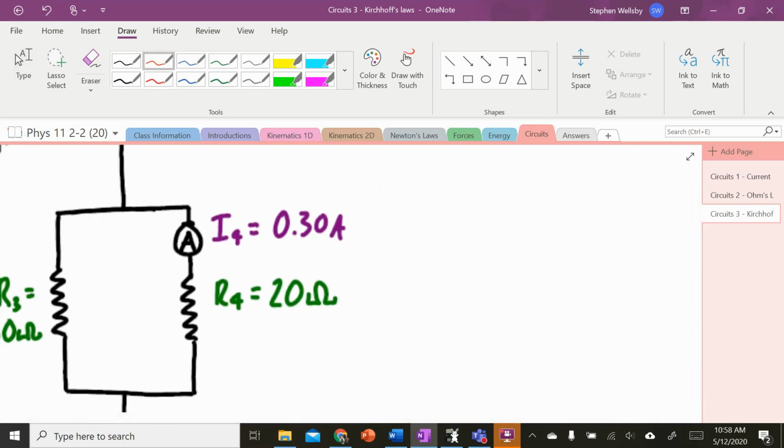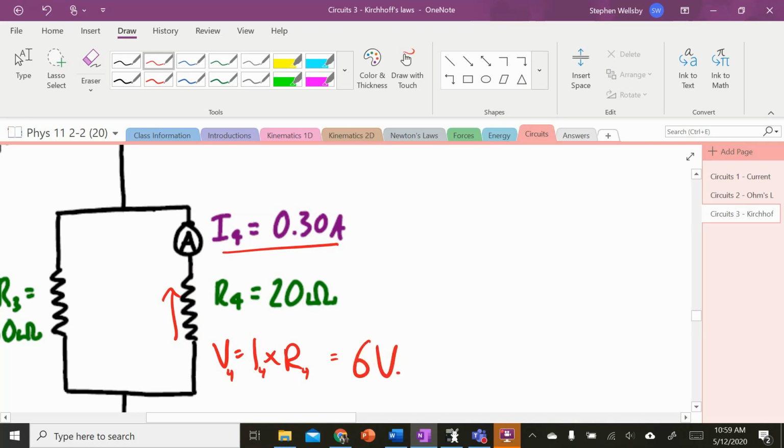So let's use red for voltage here. So V we know is I times R. So instead of looking at the whole package, we're just going to look at one individual component, and for this individual component, I know the current going through it. So the current going through it is 0.30 amps. I know the resistance is 20 ohms, and I know V is equal to I times R. So V for 4 is equal to I through 4 times the resistance of 4. So 0.3 times 20 is 6. So this is going to be 6 volts. So V4 is 6 volts.